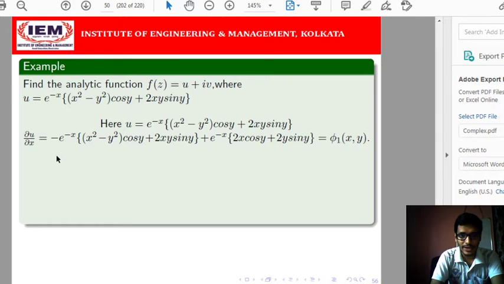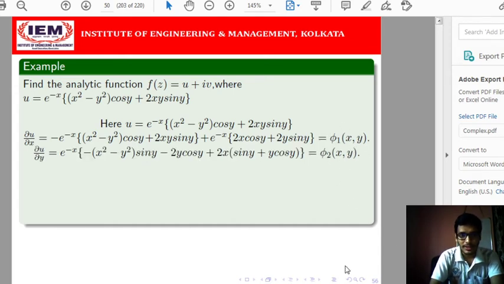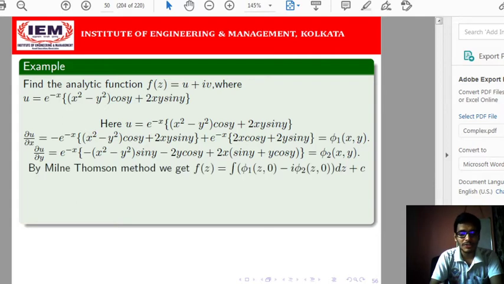So what is del u del x? If you differentiate this partially with respect to x, you know how to differentiate this, we will get this as del u del x. You know that del u del x is phi 1(x, y); we are assuming that as the function phi 1(x, y). Then we take the partial derivative of this function u with respect to y, and I will get this. I am denoting this as phi 2(x, y). Now as per the previous discussion, what will be f(z)? So f(z) will be the integral of phi 1(z, 0) minus i phi 2(z, 0) dz plus c. So what is phi 1(z, 0)?